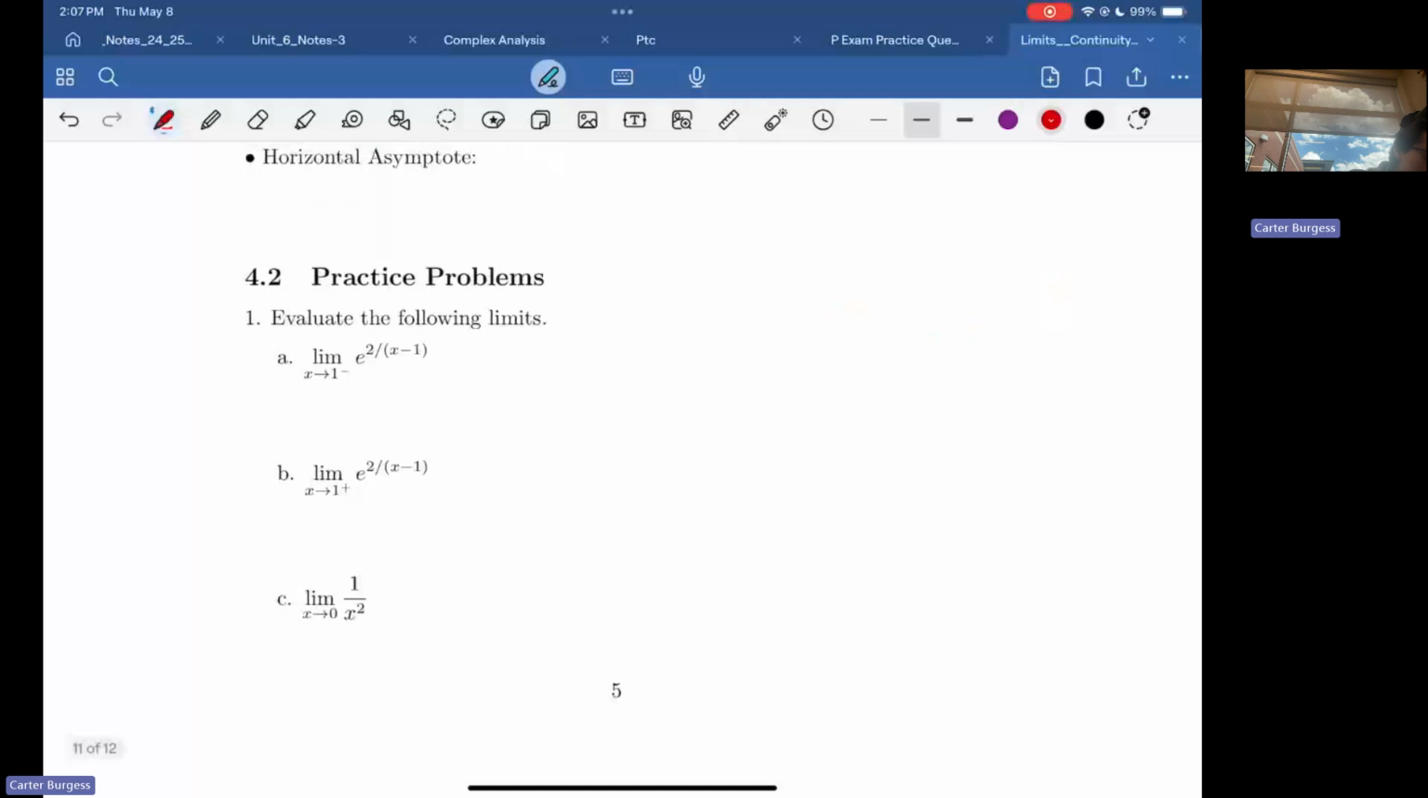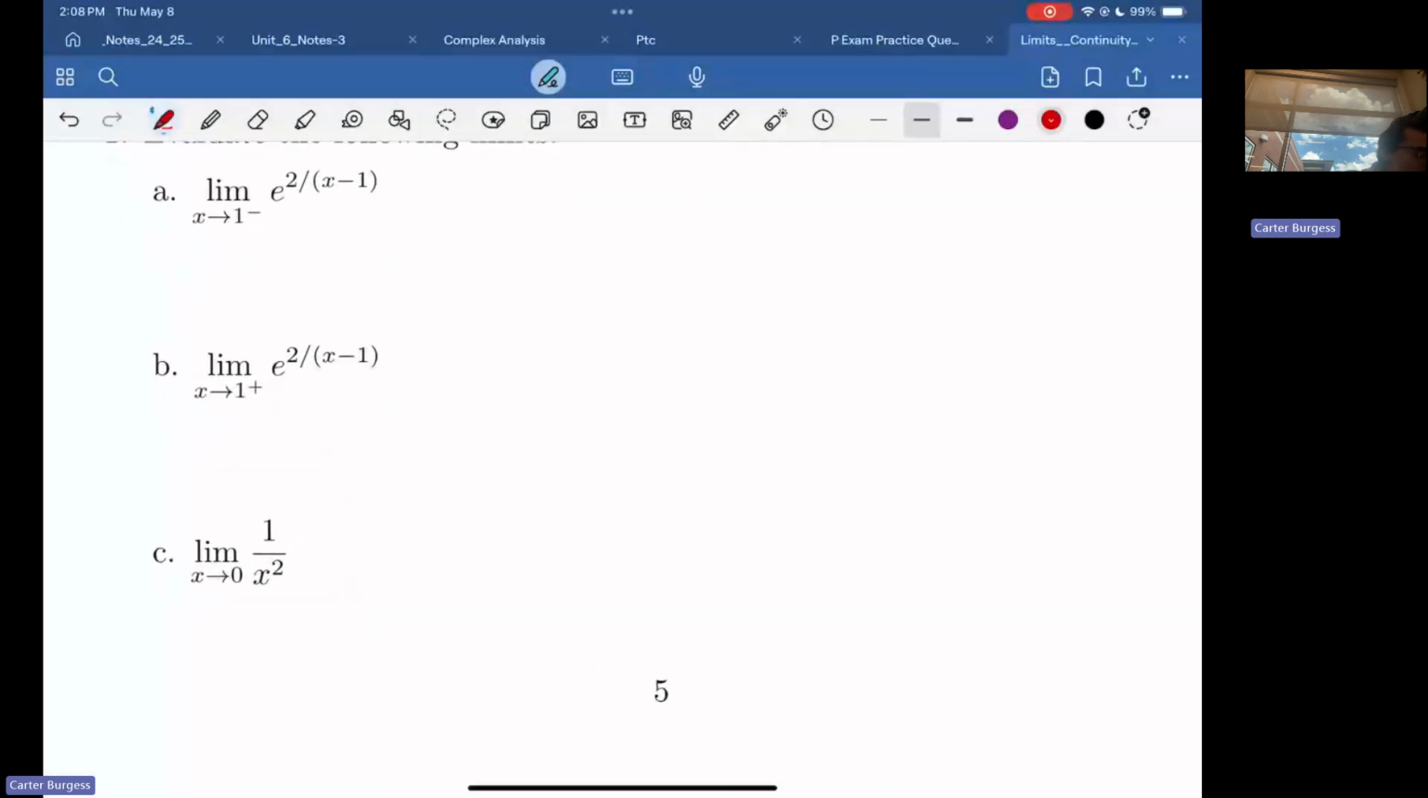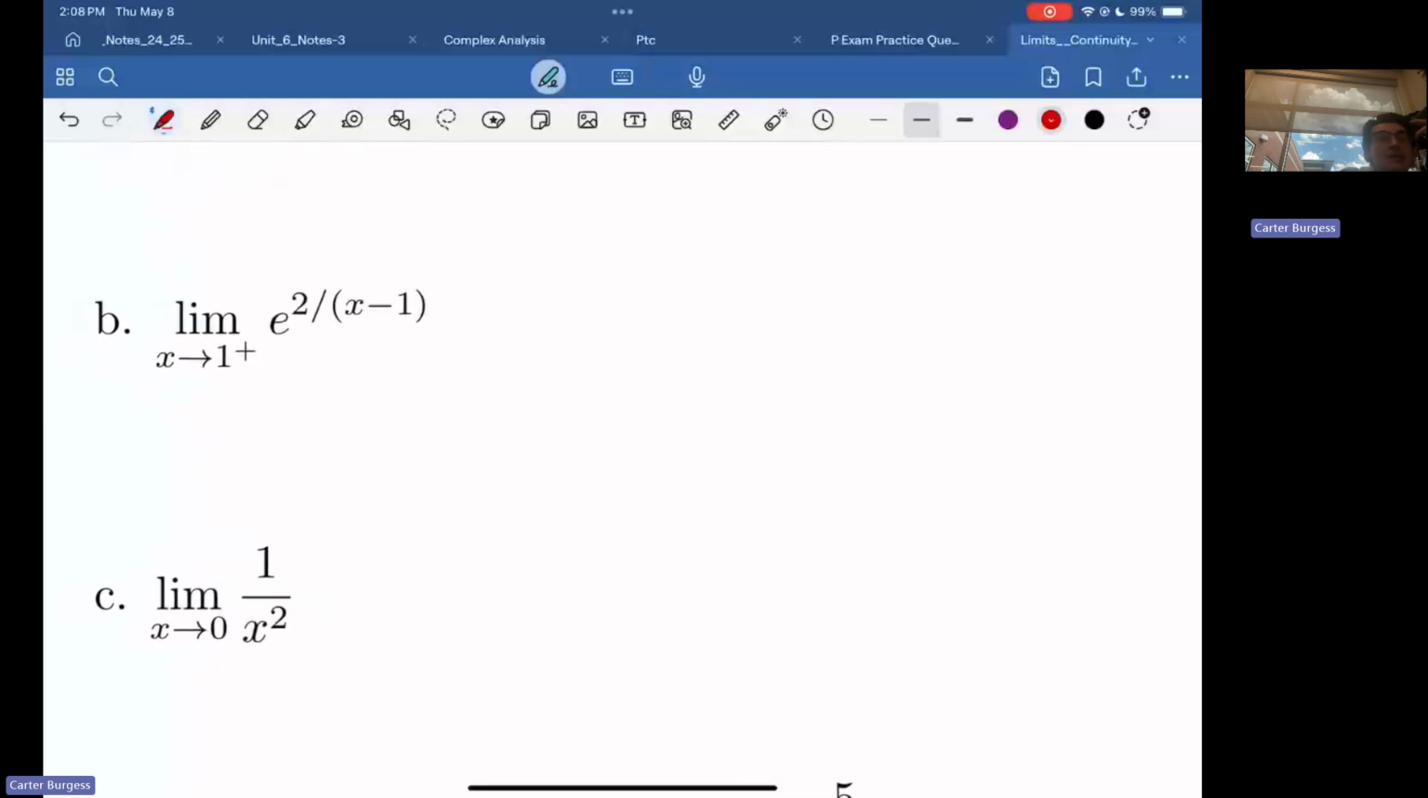Okay, so let's look at some examples here. Let's take a look at example 1b first. This is the limit as x is approaching 1 from the right of e to the 2 over x minus 1, with 2 over x minus 1 all in that exponent there. So this is like e to the 2 over x minus 1 like this. If I'm looking at the limit from the right, what kinds of values am I going to be plugging into this particular function?